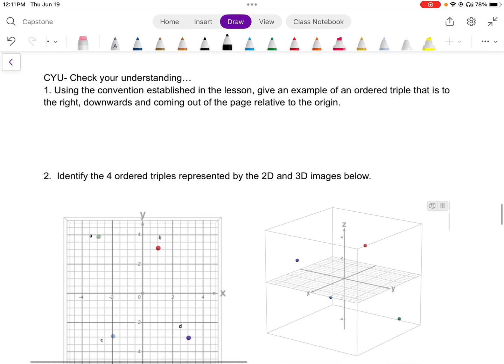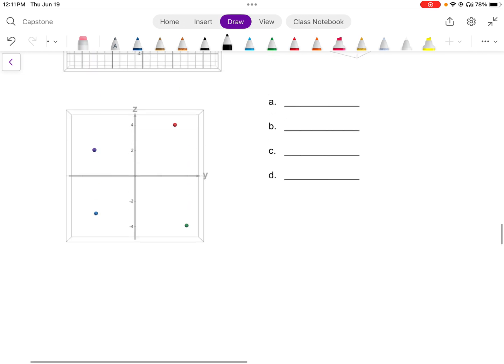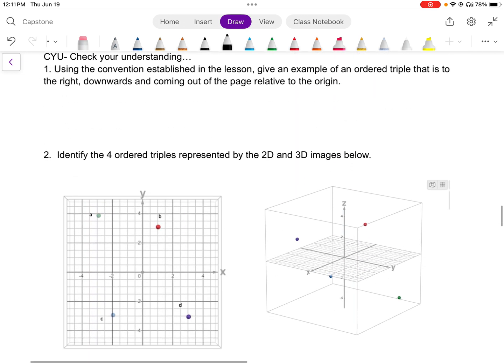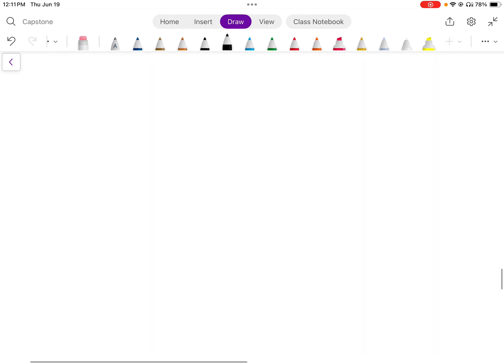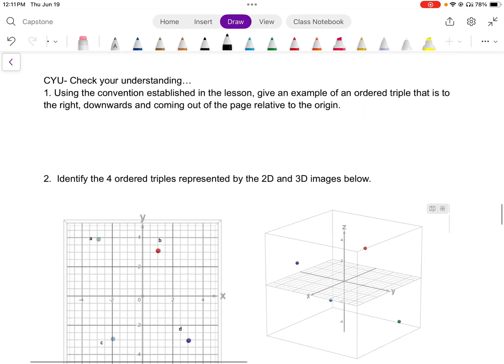Check your understanding. I want you to pause the video. The solutions are in OneNote, and you can also hang on to watch me go through this right now as well. So pause the video, try all the questions, and watch them as you go.